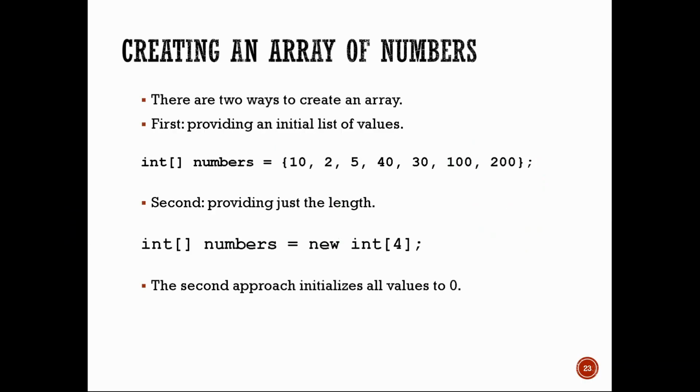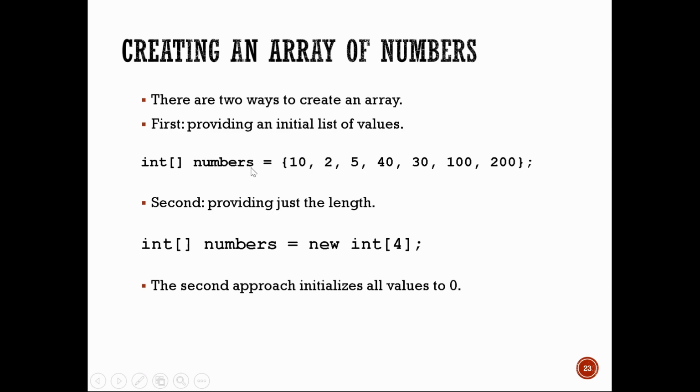Creating an array of numbers. There are two ways to create an array. First, providing an initial list of values. So we have here numbers, and we put initial values in our numbers array. The values that we put are 10, 2, 5, 40, 30, 107. So this is the first way of creating an array, wherein you put different initial values in your created array.